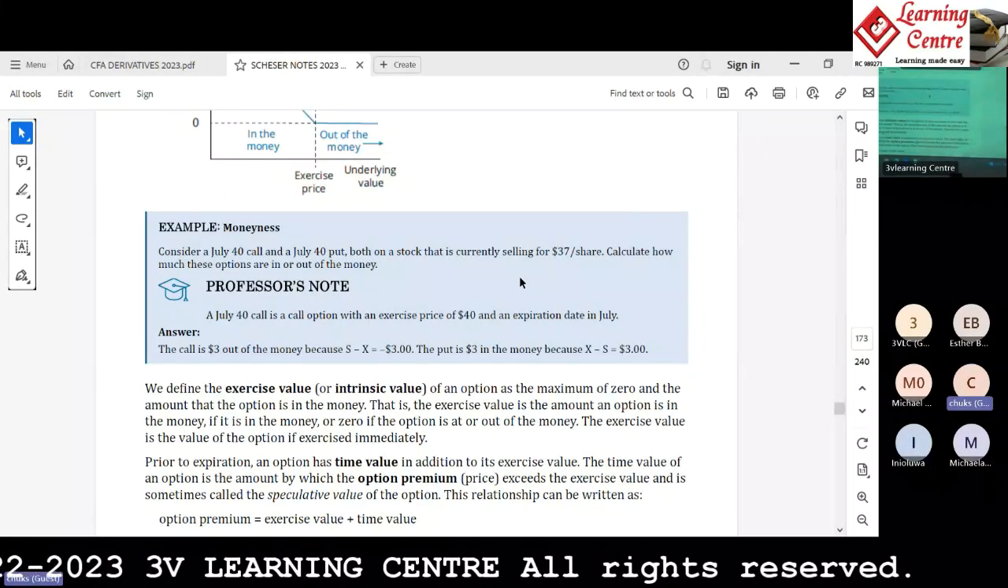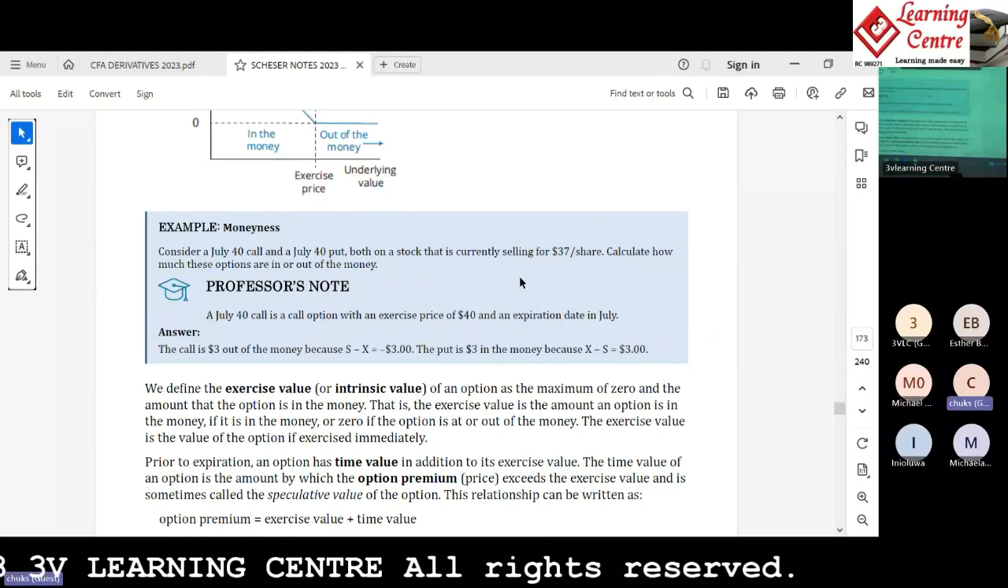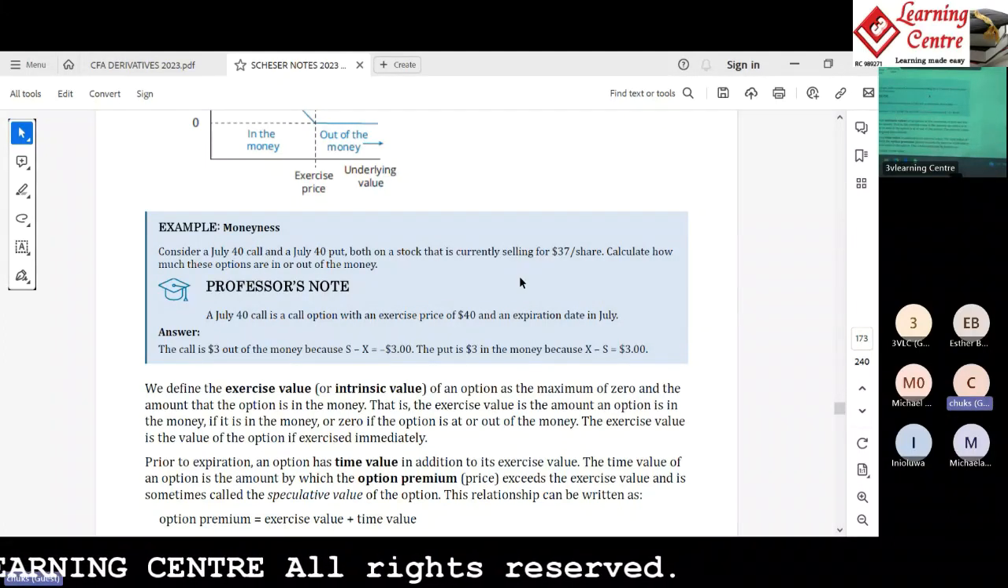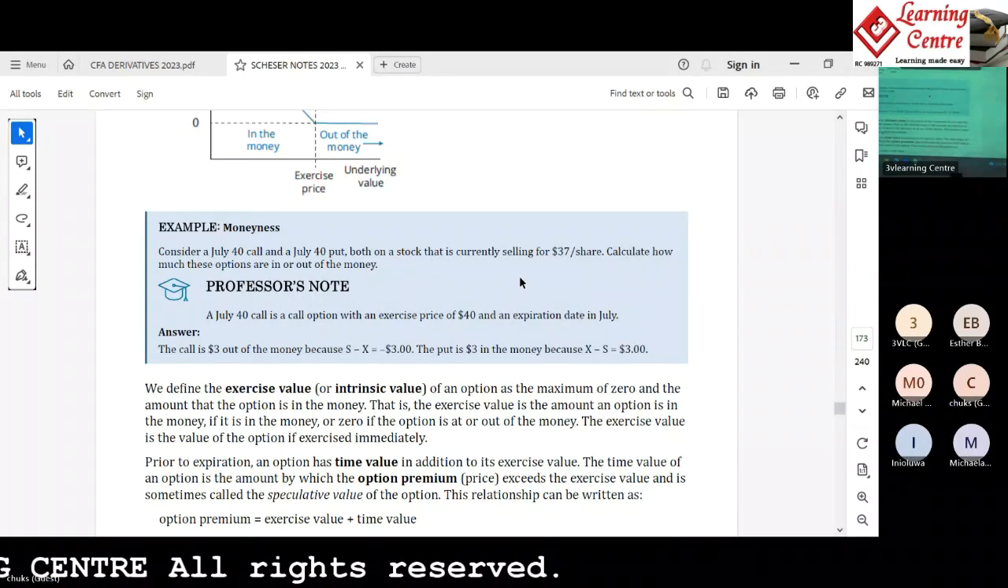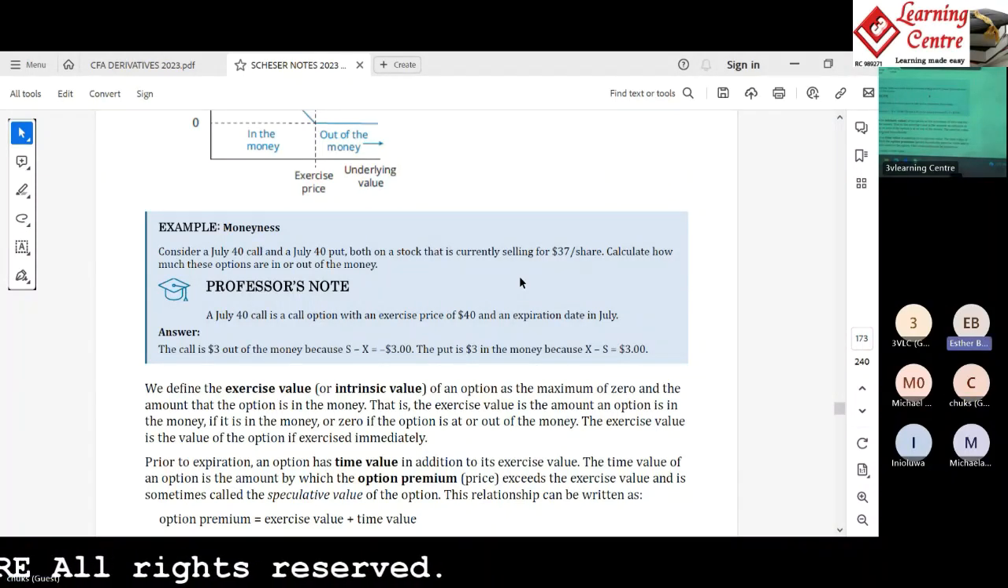Did you get that example? Did you get that explanation? Because I know we spoke about this in the last class. Just wanted to bring it up again. Is it clear? Yes, Esther? Yes, it's clear.